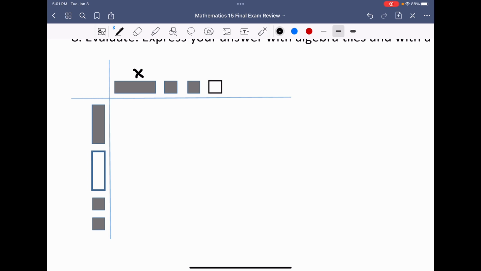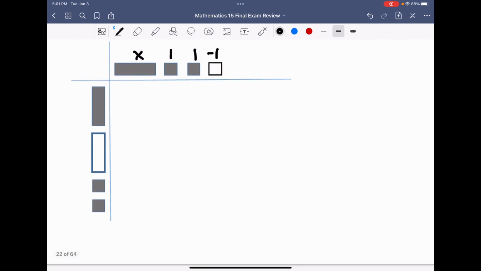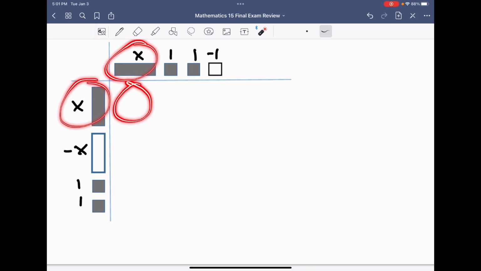The single little squares are representative of 1, so I have 1 and 1, and then a -1 because it's unshaded. And then I have an x on the left-hand side here, a -x because it's an unshaded rectangle, and then 2 individual ones because they're both shaded. Now, what we have to do is do what we did exactly with the box method, but now we're just doing it with tiles. So if I go x times x, that gives me a certain thing here.